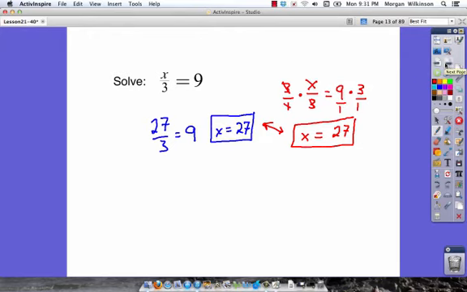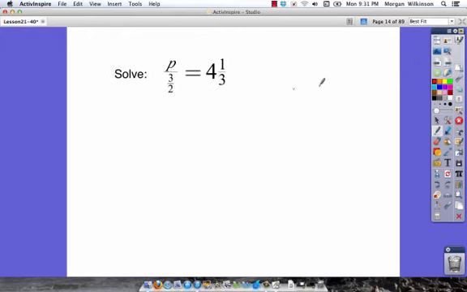Alright, let's look at one more problem in this lesson. The final problem that we have is p over 3/2 is equal to 4 1/3. Notice we have a fraction as our denominator this time. So what we're going to do is rewrite. We're going to say p divided by 3/2. And I always like to make my main fraction bar within the overall fraction bigger.